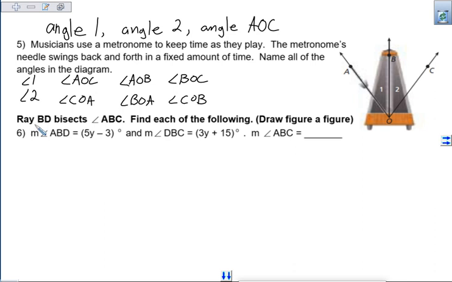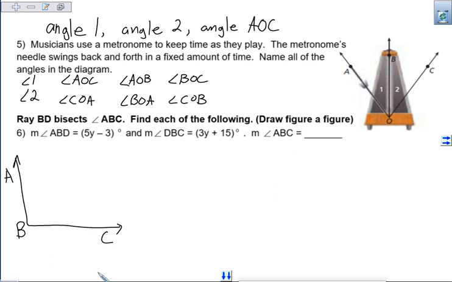Our next one: ray BD bisects angle ABC. Find each of the following. Draw a figure. The measure of angle ABD equals 5y minus 3 degrees. The measure of angle DBC equals 3y plus 15 degrees. What's the measure of angle ABC? So what do we need to draw? An angle, and what are we going to label it? ABC, making sure that B is at the vertex.